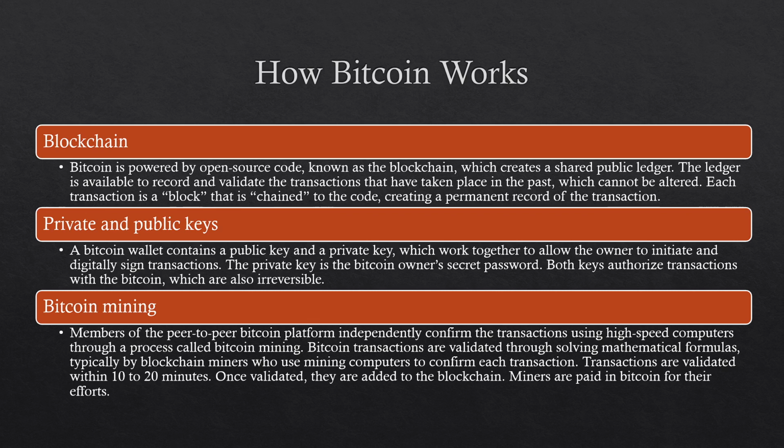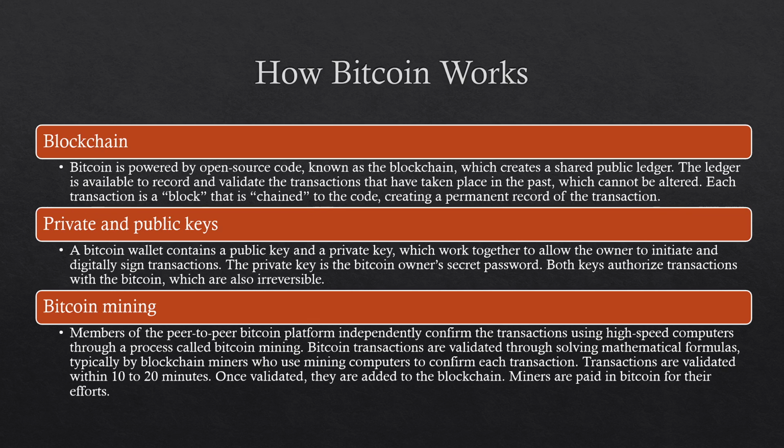And so how does Bitcoin work? Well, first off, you have the blockchain. So Bitcoin is powered by this open source code known as the blockchain, which creates a shared public ledger. The ledger is available to record and validate the transactions that have taken place in the past, which cannot be altered. Each transaction is a block that is chained to the code, creating a permanent record of that transaction.